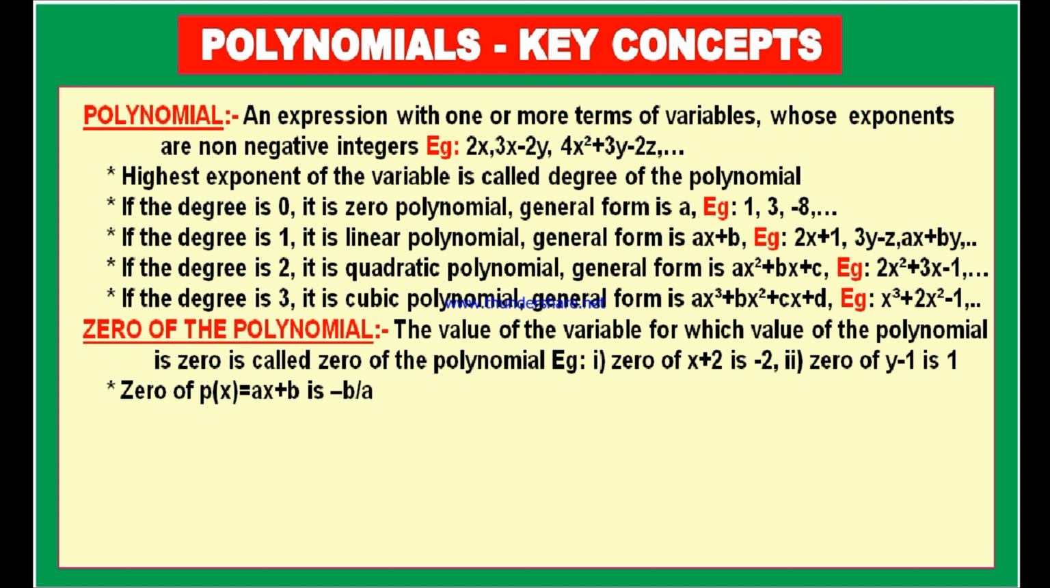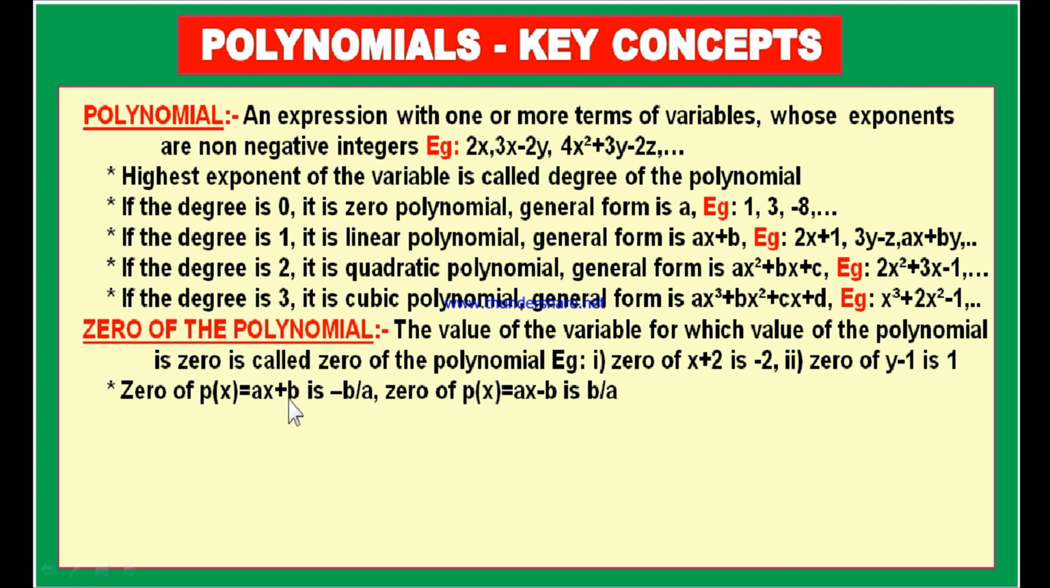Now, one more point, zero of the polynomial p of x is equal to ax plus b. Now, how to find zero of a polynomial? Here you see ax plus b. This is the polynomial given. Now zero of this polynomial we have to find out. Zero of the polynomial is nothing but value of the variable x for which the total polynomial becomes 0. Therefore, equate this polynomial to 0. ax plus b is equal to 0.